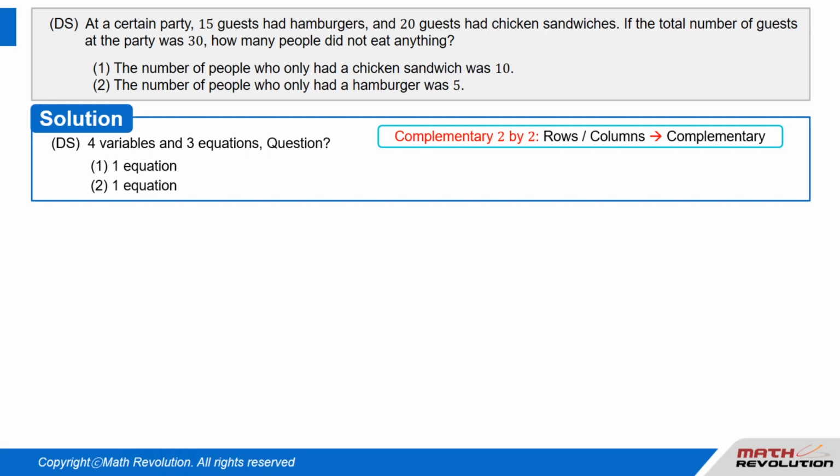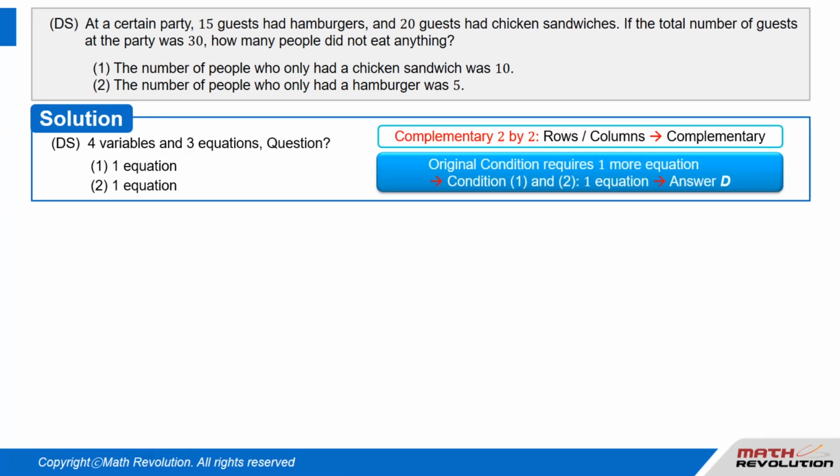Complementary 2 by 2. This type of table has sets that are complementary to each other. This type of question is common on the GMAT. 2 columns are complementary to each other, and the 2 rows are complementary to each other.